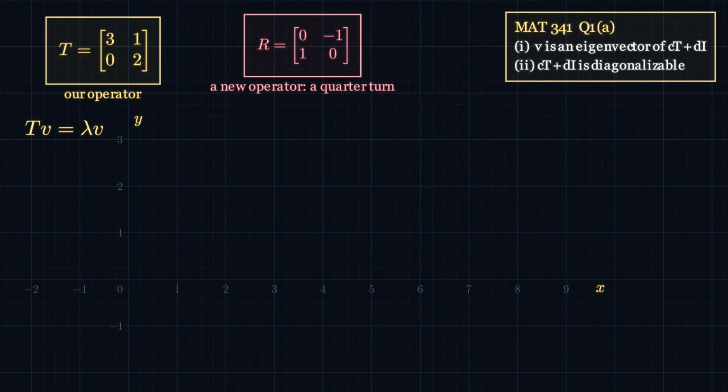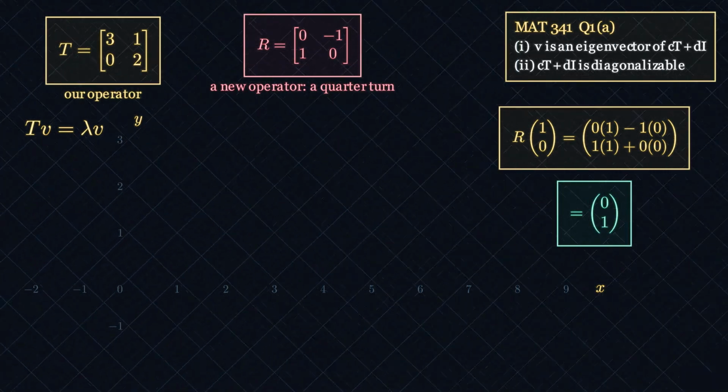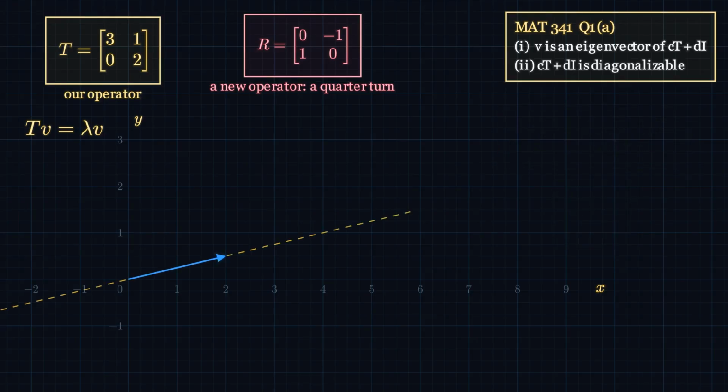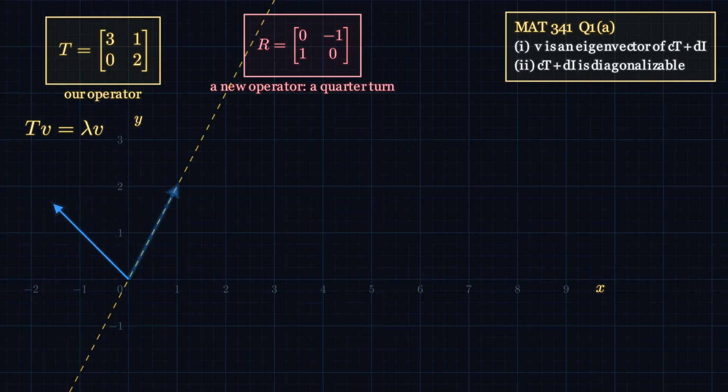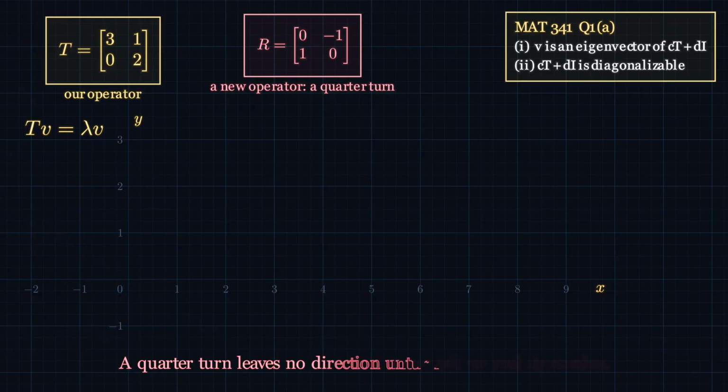Before you believe every operator owns such directions, watch one that owns none. The operator that rotates every arrow by a quarter turn. Feed it any non-zero arrow at all. The output is turned 90 degrees, and an arrow turned by 90 degrees can never lie on its own line. So this rotation operator has no eigenvector and no eigenvalue among the real numbers. An eigenvalue is not a guarantee. It is a discovery about a particular operator, which is exactly why you are asked to prove things about them.